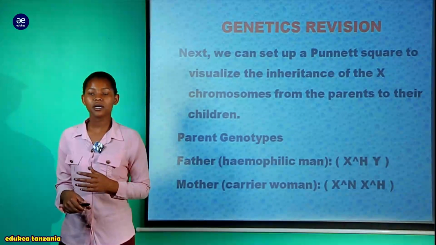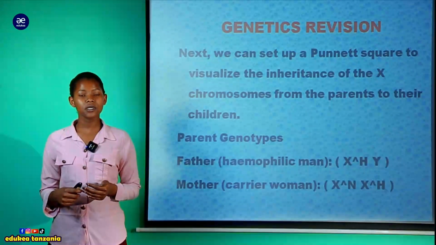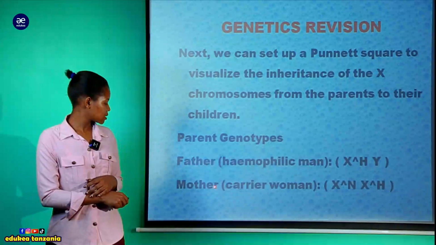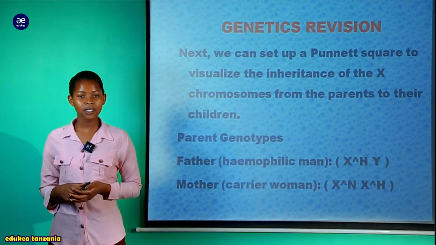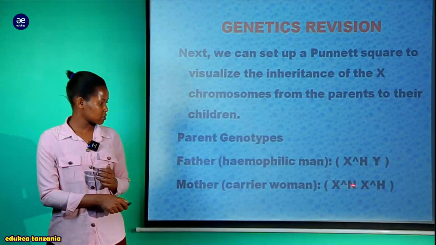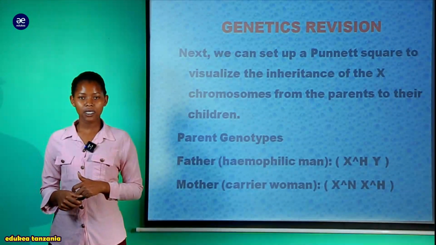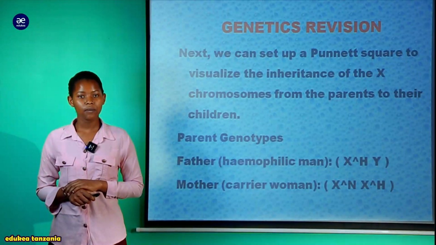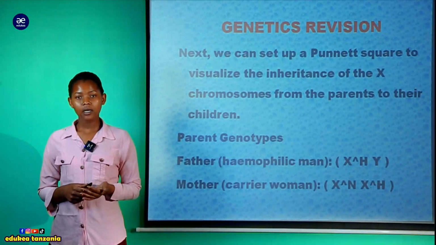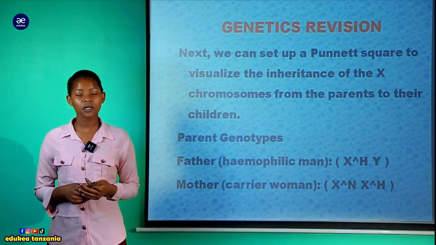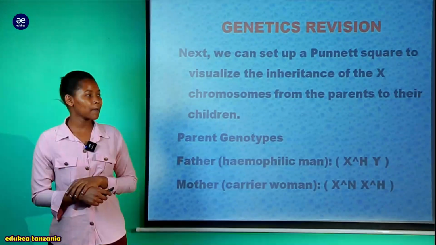The father is a hemophilic man having the X raised to capital letter H and Y, but the mother is the carrier woman having the X raised to capital letter N and this X raised to capital letter H. That is all about the genotypes of the mother and the genotypes of the father. And now, my dear students, we are going to take a look at the crossing using the Punnett square.